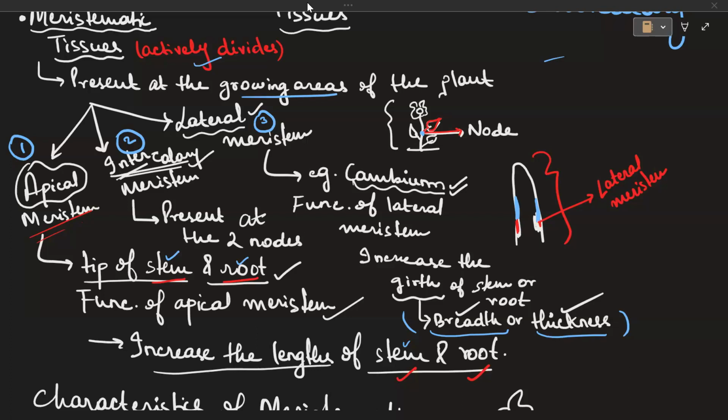Ma'am, I'm not able to understand the difference between simple permanent tissue and complex permanent tissue. Okay, when we get to it, I will explain it to you. It's like a benefit to all those students who have already had this class with me, isn't it? You people are getting a revision class. Let's wait till we come to the topic and then I'll explain, okay? Okay, ma'am.